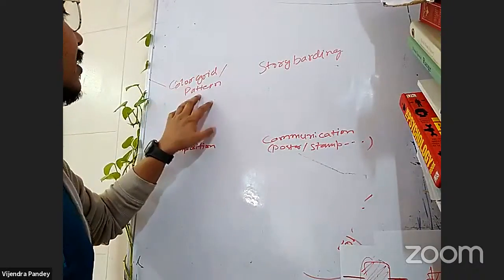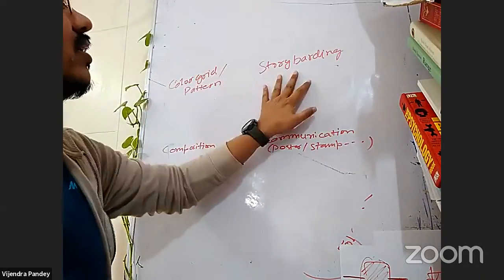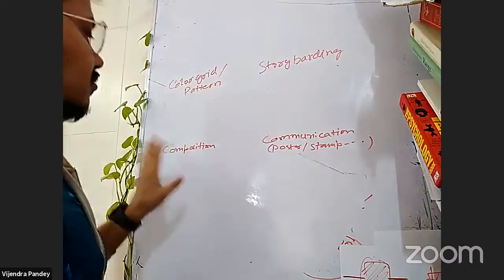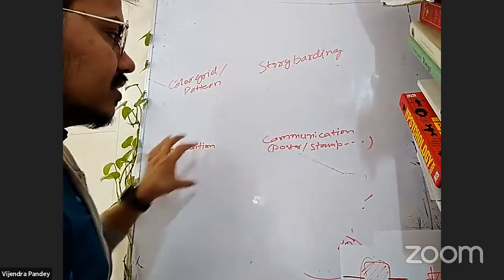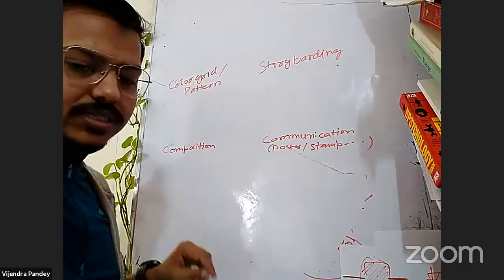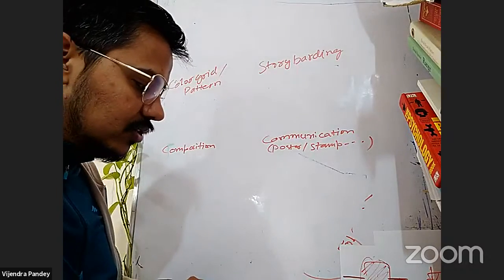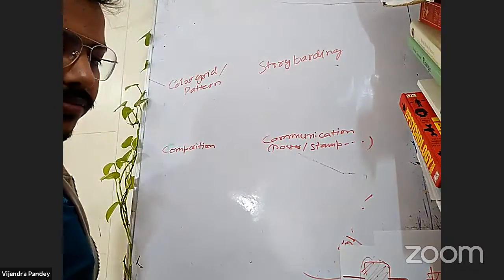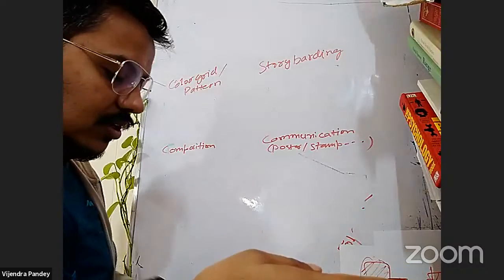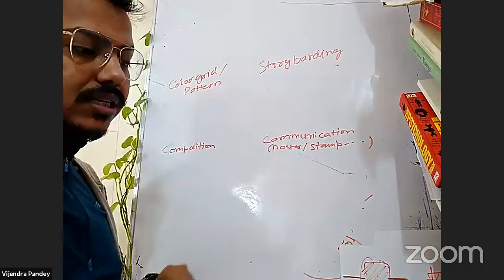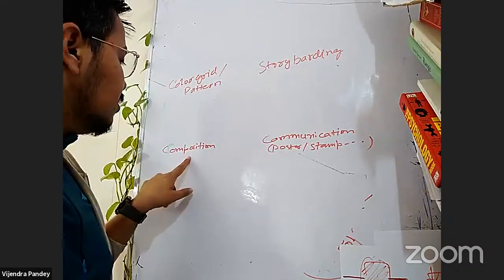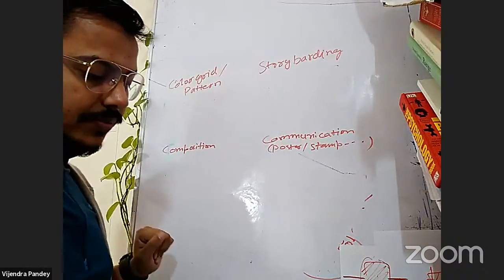Okay, so let's understand the color grid pattern. We have done it already. Storyboarding, if you do this one, you'll be able to understand how to do storyboarding. Anyway, Durgesh has forwarded a really nice video about how to manage a frame. So Durgesh, I'll forward that video in all the groups. Composition, this is what we are studying today.